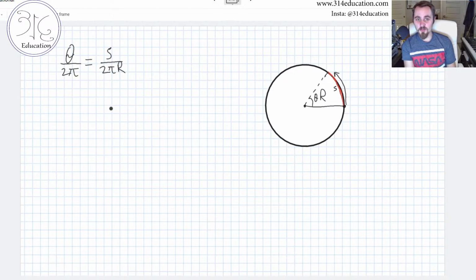And so now we can multiply both sides by 2 pi, cancel these out here, giving us that theta is equal to s, the linear term, the arc length, divided by the radius r.